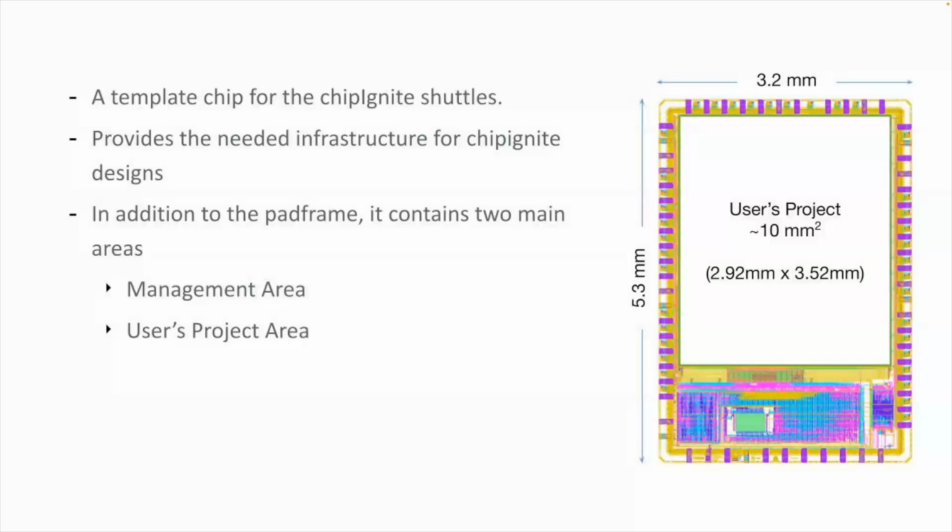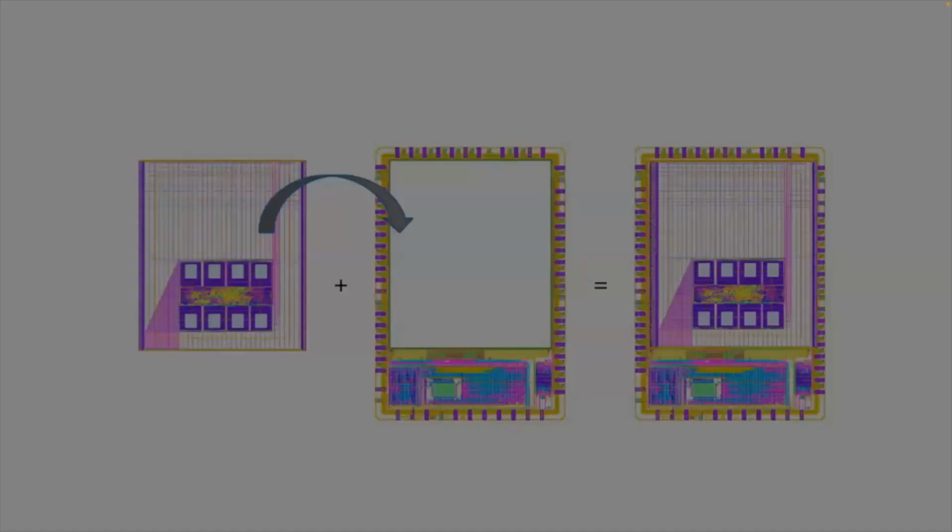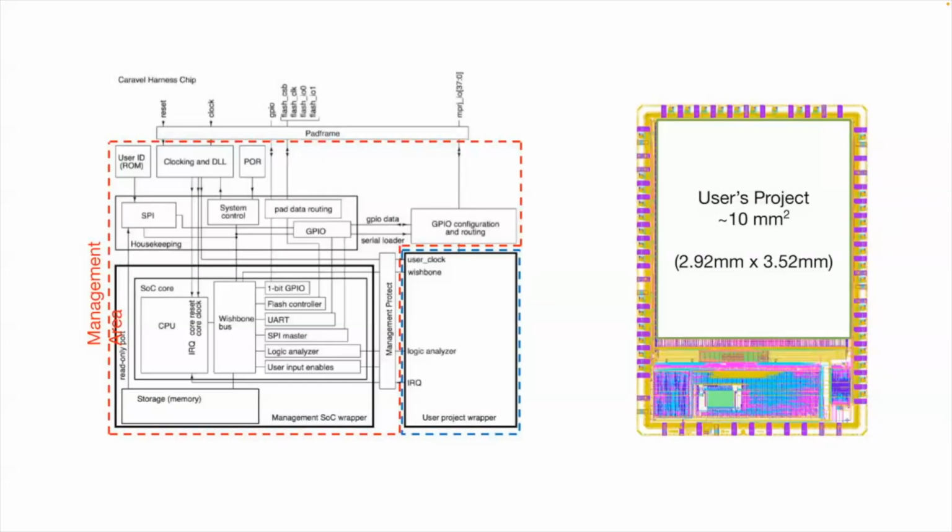Caravel's architecture consists of a pad frame, a management area, and a user's project area. Users place their designs in the user's area and use the management area and the pad frame to enable communication of their designs with the outer world. The management area implements a RISC-V based SoC that includes a number of peripherals like timers, UART, and GPIO.